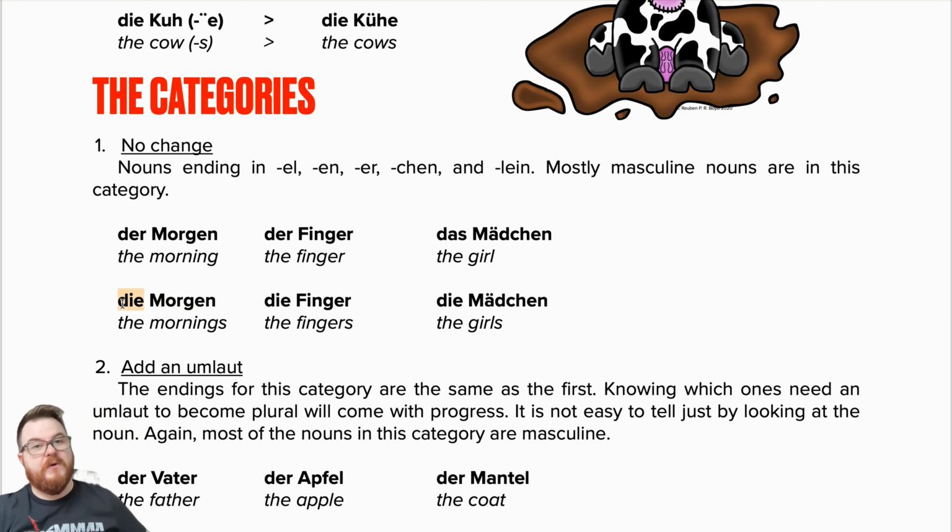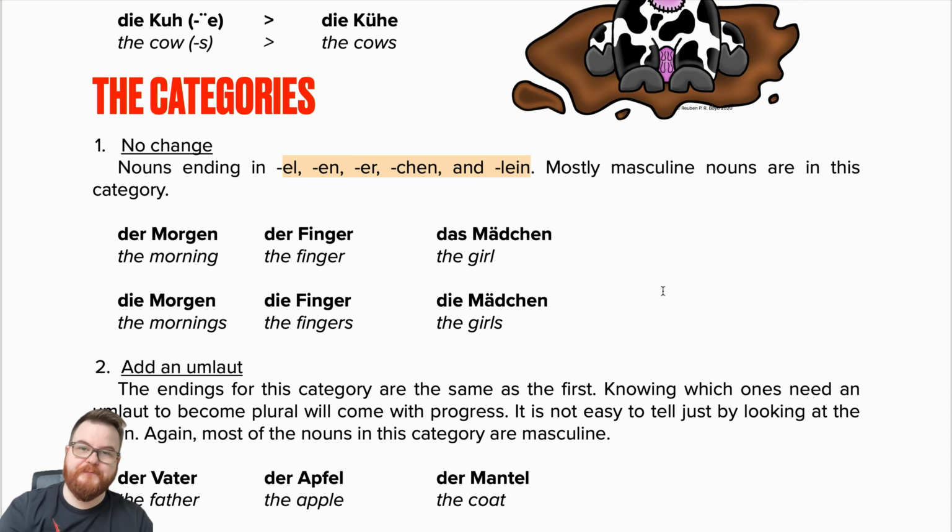Die is also the definite article when we're using plural nouns. Der Finger ends in er, so the plural is die Finger, no change. Das Mädchen ends in chen, no change. Die Mädchen, das Mädchen, die Mädchen, singular and plural. So, category one, very nice. Try to remember this rule: L, N, R, chen, and lein.